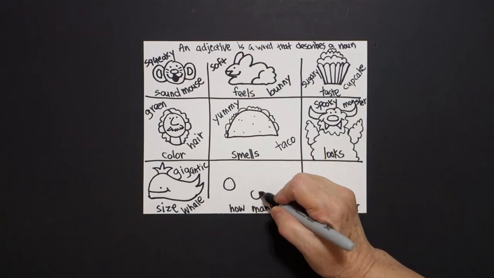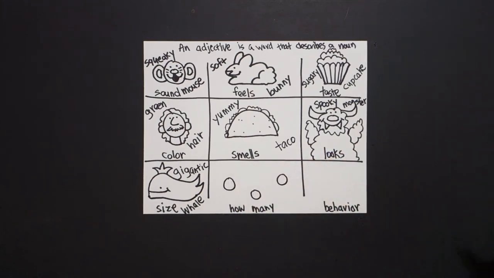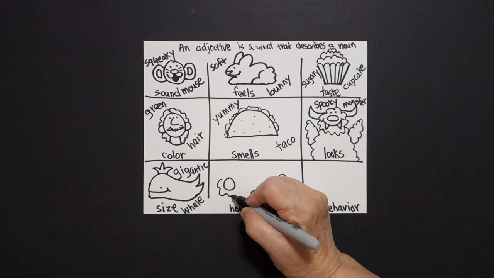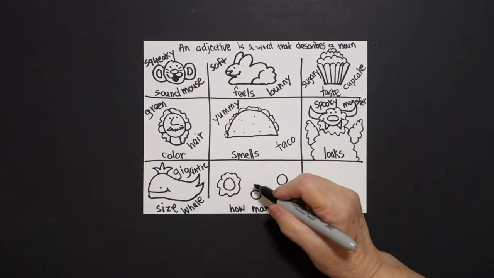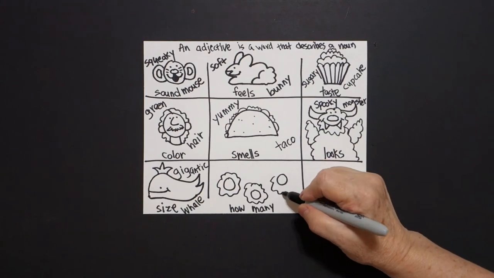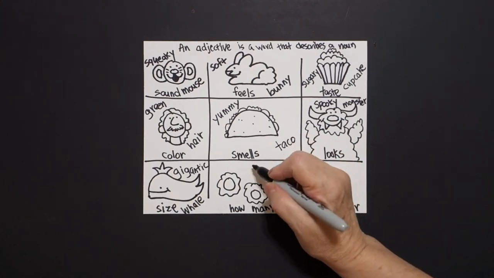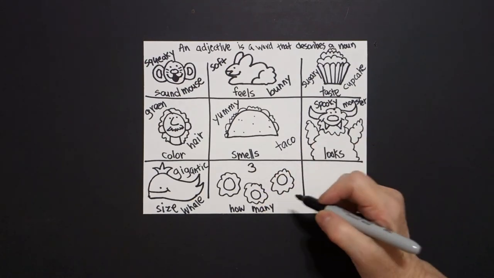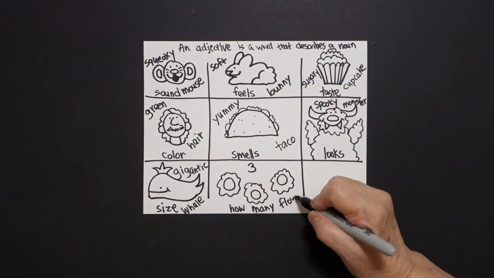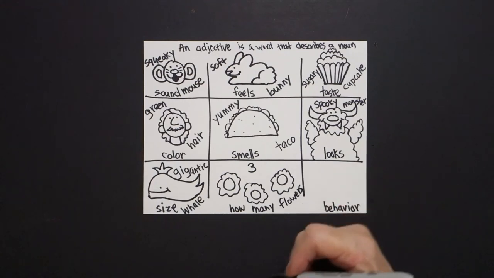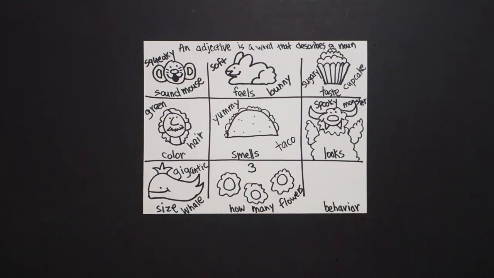Next box, how many? One, two, three baby circles. Wavy, wavy, wavy, wavy, connect. Wavy, wavy, wavy, wavy, connect. Wavy, wavy, wavy, wavy, connect. I have three flowers. Flowers is the noun, the adjective, three.